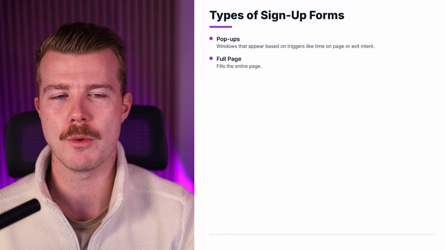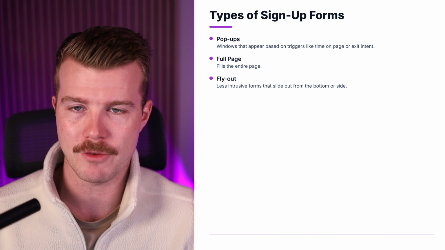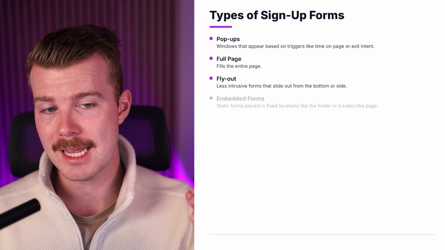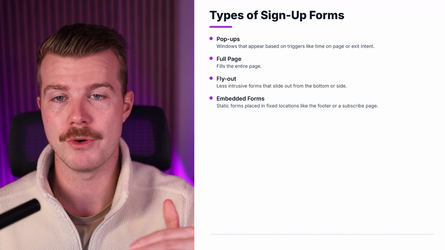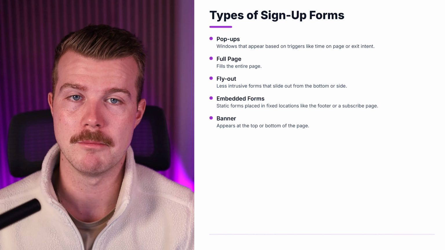There's full page, which fills the entire page out. It works similar to a pop-up. The third is a flyout, which is kind of a less intrusive form, but it slides out from the bottom or the side. Oftentimes it's the right corner. The fourth is the embed forms. These are just static forms placed usually on the footer of your page. And then finally, you'll have banners that appear at the top or bottom of your page.